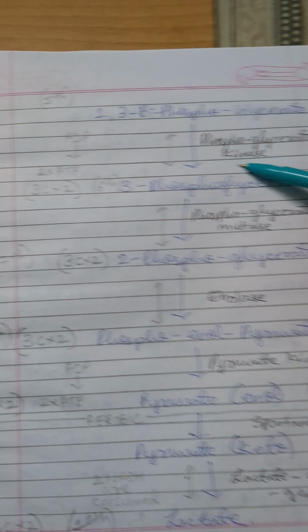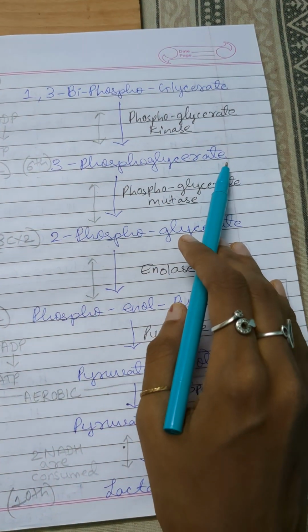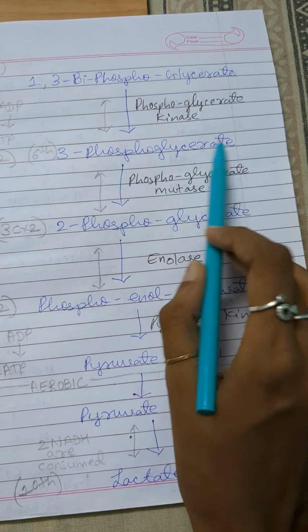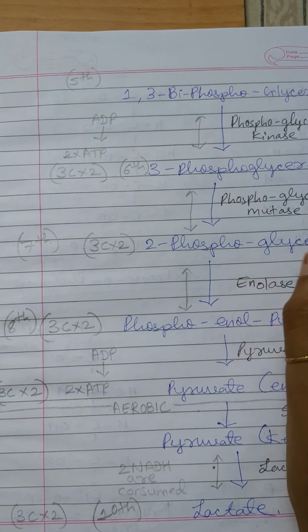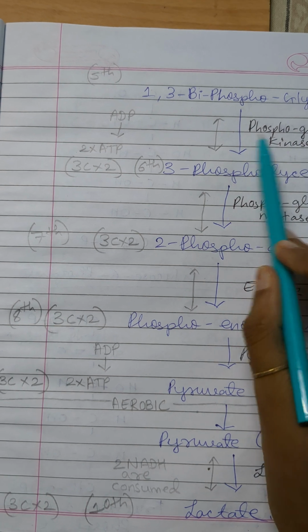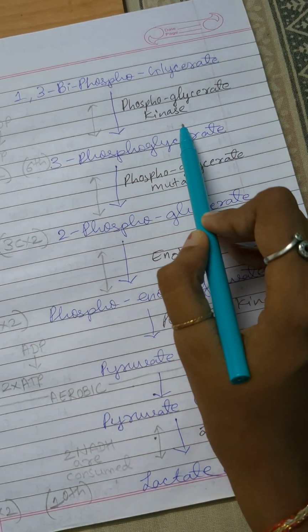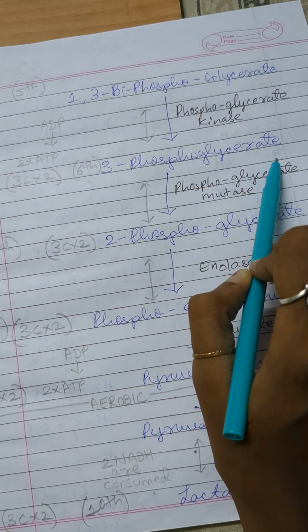Then in the next step, 1,3-biphosphoglycerate is converted to 3-phosphoglycerate. Again here, formation is taking place, so the enzyme name is kinase: phosphoglycerate kinase. Phospho represents the phosphate group. Phosphoglycerate kinase converts 1,3-biphosphoglycerate to 3-phosphoglycerate.